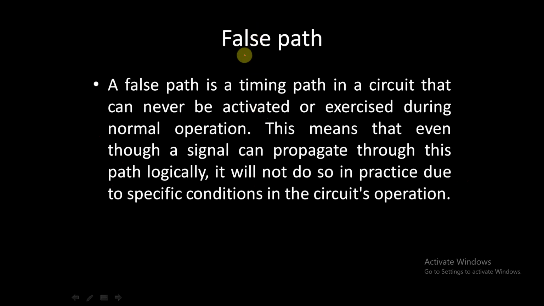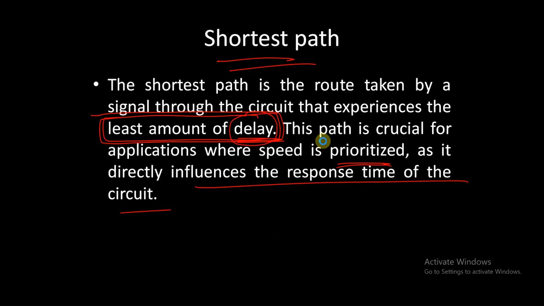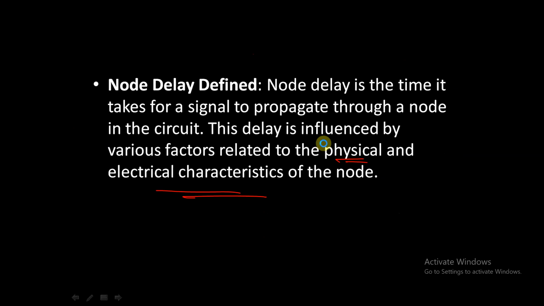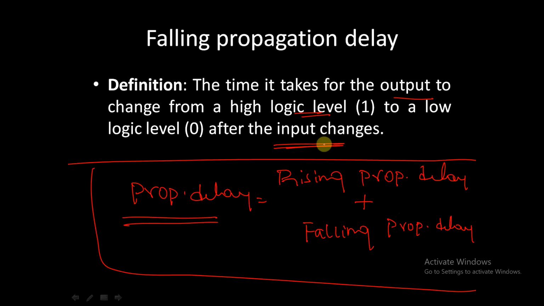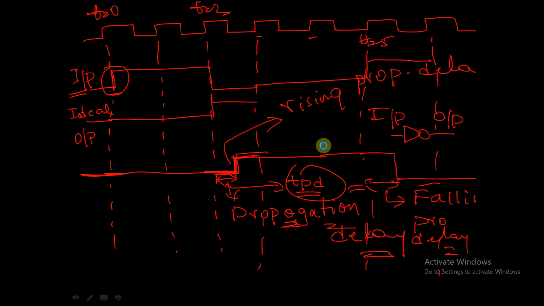Now, let's see the definition of a false path. A false path is a timing path in a circuit that can never be activated or exercised during normal operation. This means that even though a signal can propagate through this path logically, it will not do so in practice due to a specific condition in the circuit operation. If you cannot understand this definition, we will see a practical example of the false path. So now let's see the critical path, false path, and shortest path by taking the example which I have shown in the first slide.